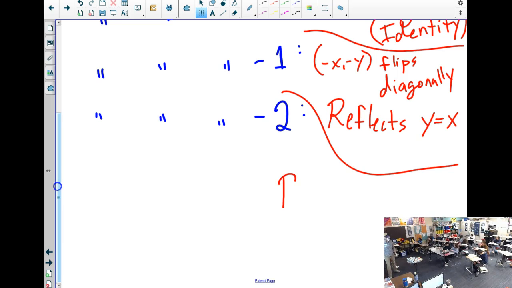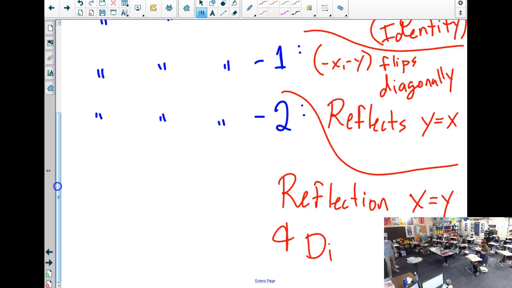Yeah, and please jot these down because this will be in your homework. I forget if it's tonight or not. We have a reflection across that line, x equals y or y equals x. Whichever way you write it, doesn't matter. It is that diagonal line. And then dilate with a scale factor of 2.